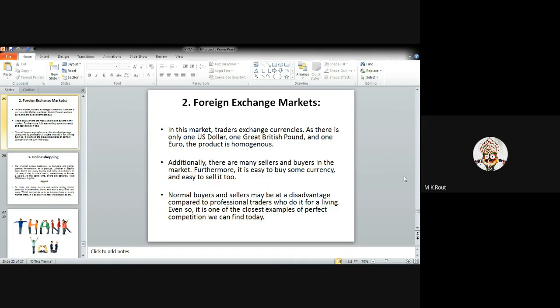Additionally, there are many sellers and buyers in the market. Furthermore, it is easy to buy some currencies and easy to sell them too. A normal buyer and seller may be at a disadvantage compared to the professional trader who does it for a living. But one of the closest examples you can take is finding the competitive advantage in buying and selling currency exchange, especially with reference to authorized traders. So this is one of the examples in the foreign exchange market, especially with reference to an agency or any trader. Moving to the next one.